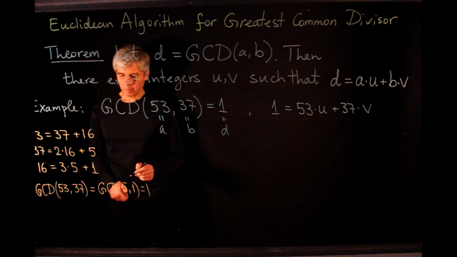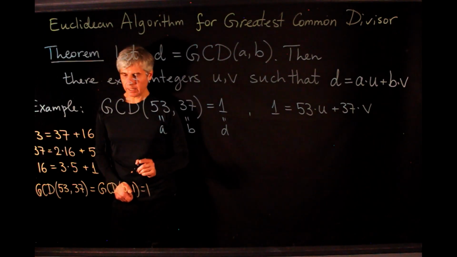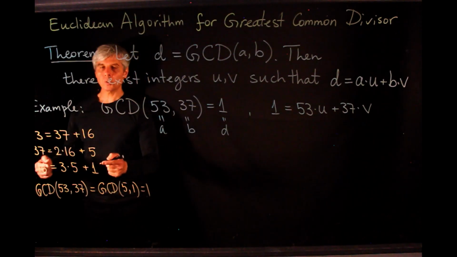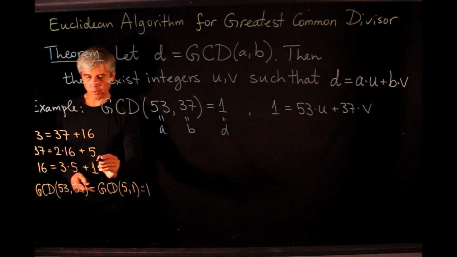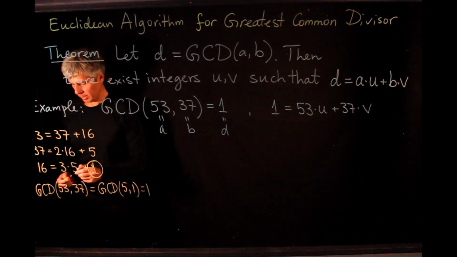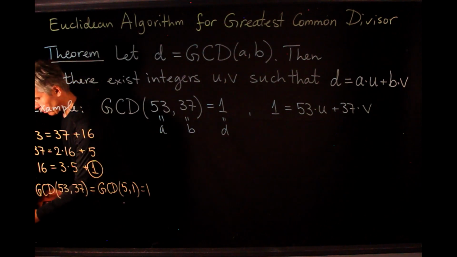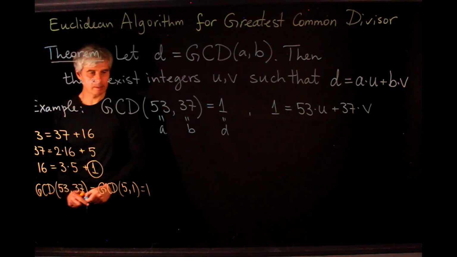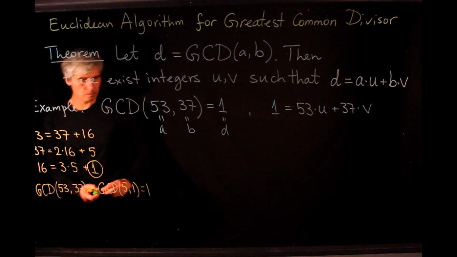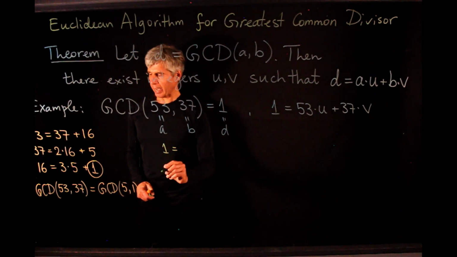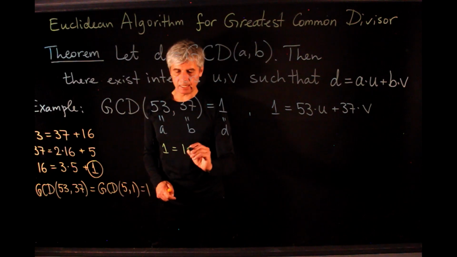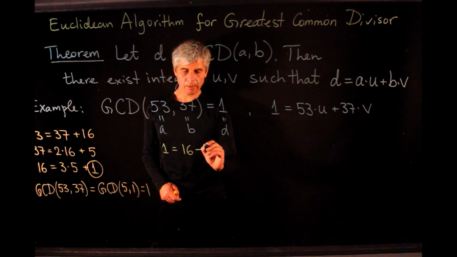Now, what we're going to do next is put this calculation in reverse. So we're going to start with this 1 here, and we're going to write 1 as 16 minus 3 times 5.